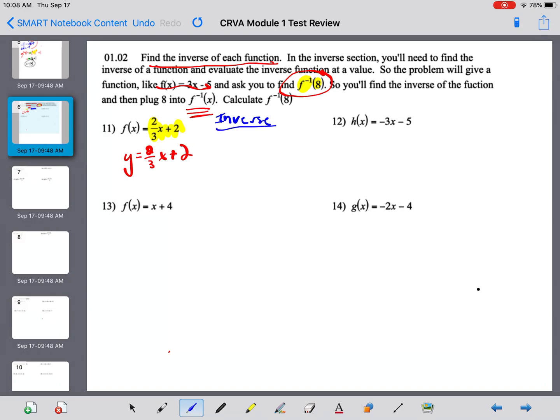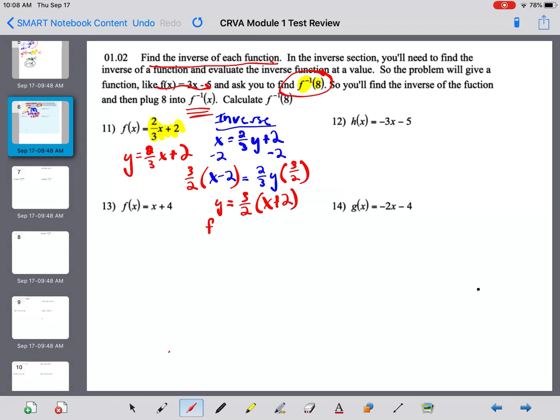So to get the inverse, we switch x and y. So now it'll say x equals 2/3 y plus 2. And now we solve for that new y. So we subtract 2 and subtract 2. We get x minus 2 equals 2/3 y. And now to get y by itself, the next step is we undo multiplying by 2/3 by multiplying by the reciprocal, which would be 3/2. So the left side we have to multiply by 3/2. So our new inverse function is y equals 3/2 times (x minus 2).